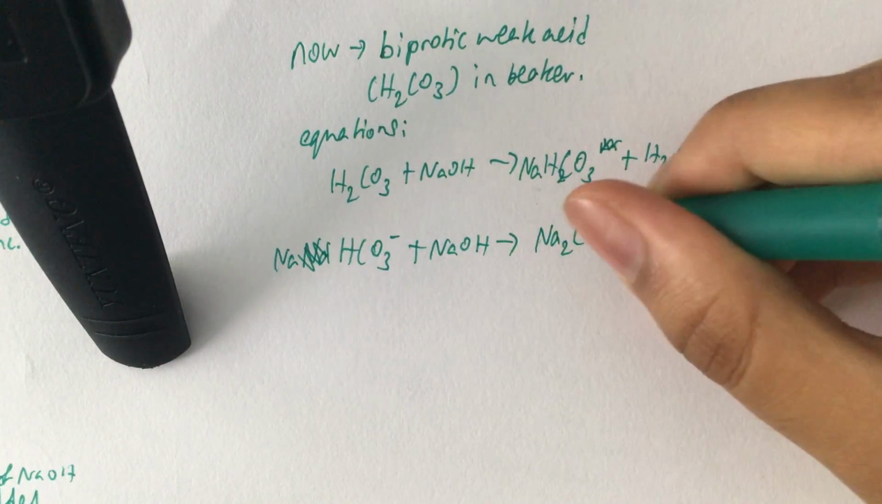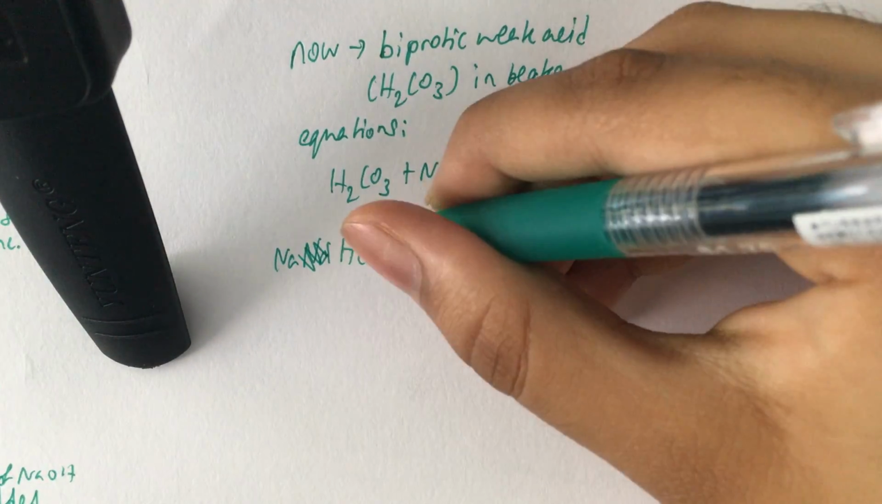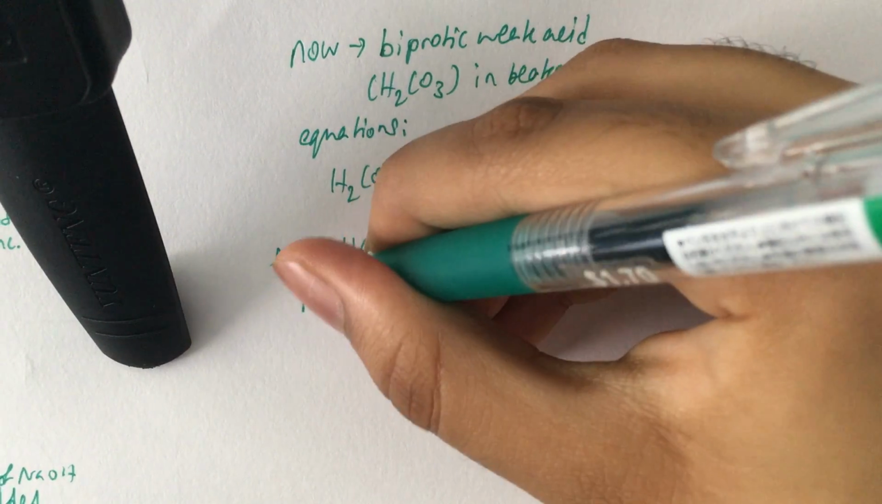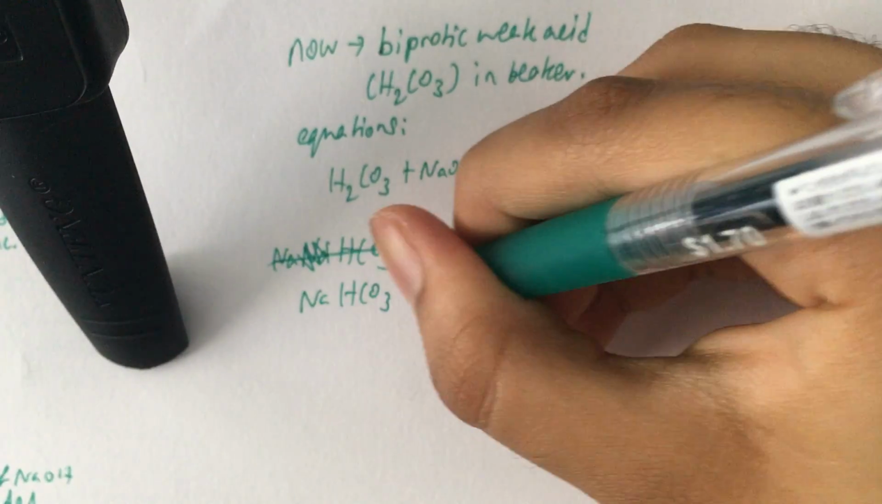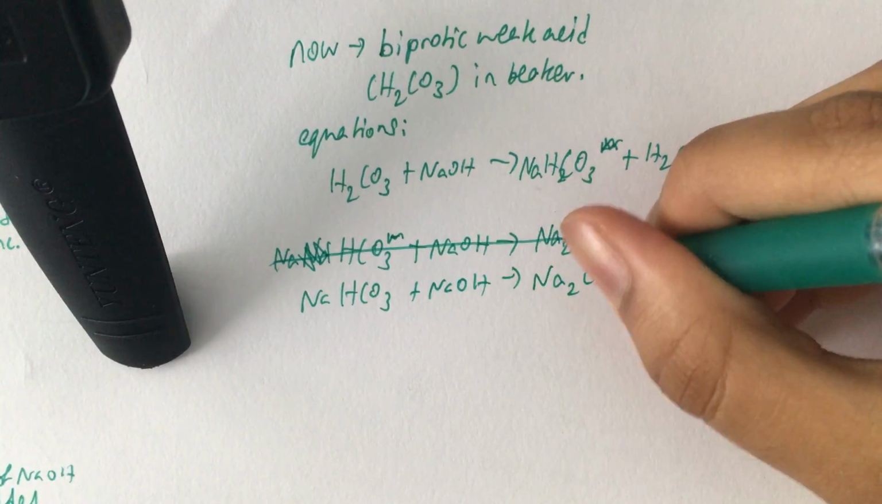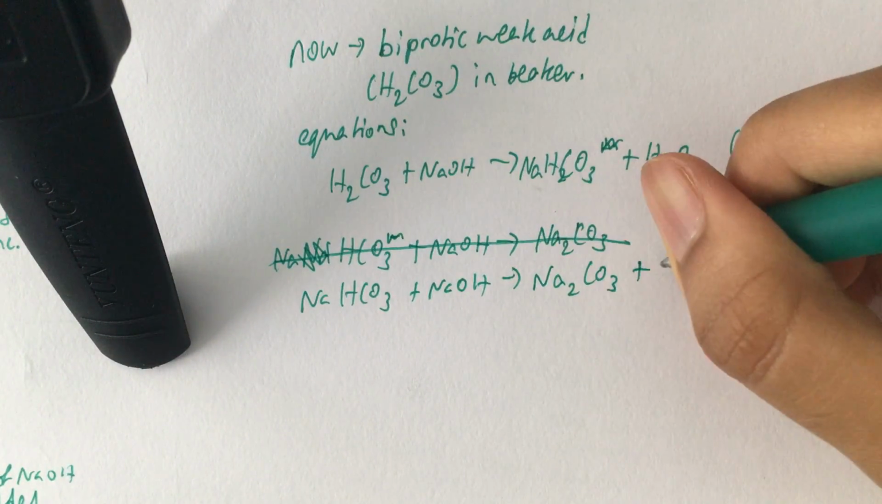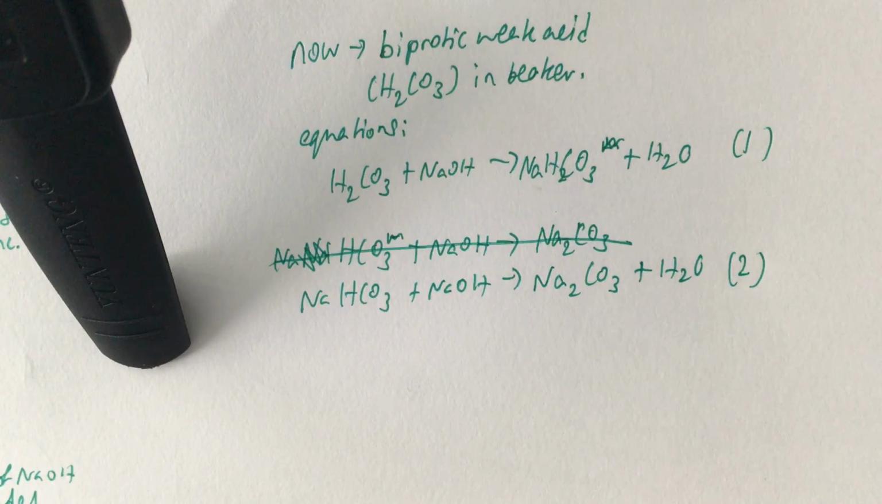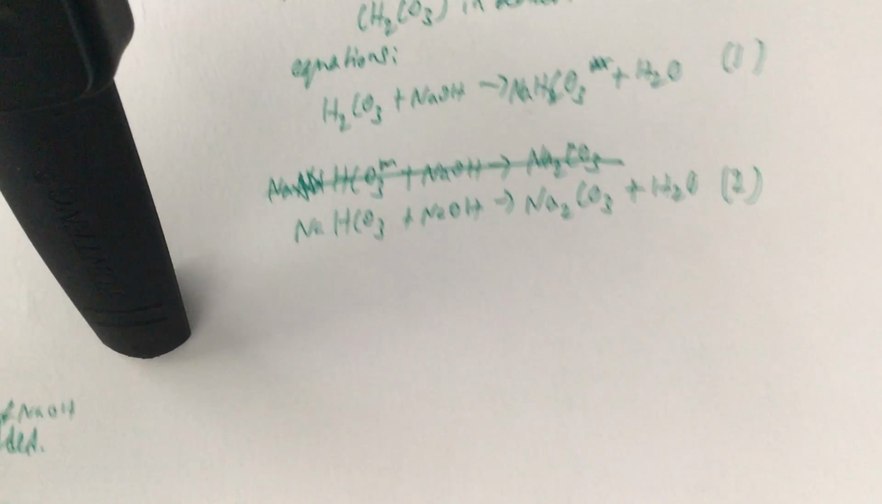But of course, if you wrote it in terms of an ion, you would be getting HCO3 minus becoming CO3 2 minus. So that's the idea behind this. Okay, great. So that's the two equations that we see for carbonic acid, is it? I think it's carbonic acid.